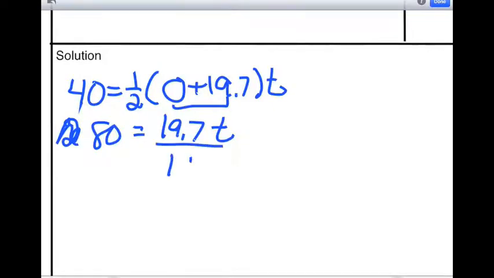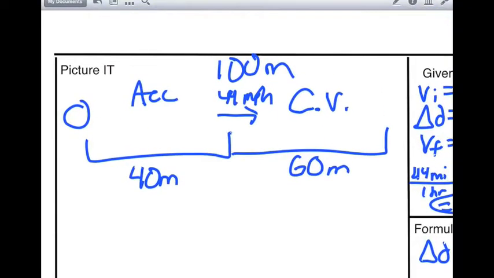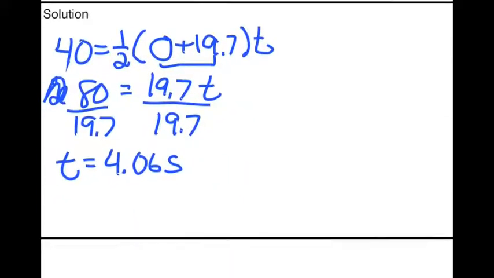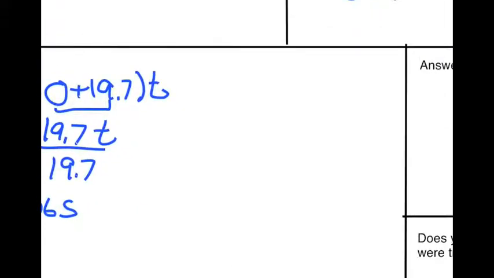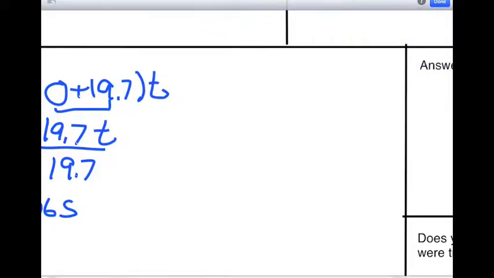Divide both sides by 19.7, and what you get is a total time of 4.06 seconds. Now remember, that's the time that it takes for him to actually accelerate. So if we go back to our original drawing, that's this right here, the 4.06 seconds. So now let's see if we can solve for the time that it takes for him when he's moving at a constant velocity.